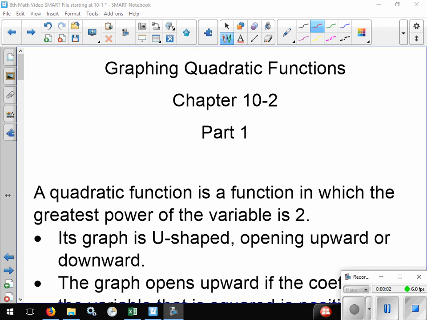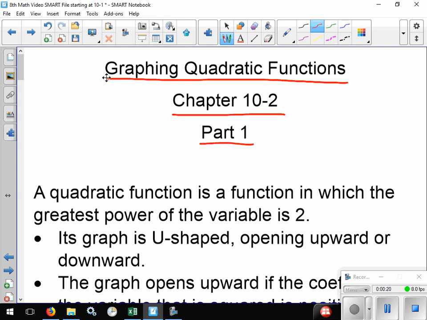Okay, in this video, we're looking at Chapter 10, Section 2, and we're talking about graphing quadratic functions. So you always have that same setting at the top, okay? And you write graphing a quadratic function, underlined in red, of course, Chapter 10, Section 2, and then Part 1. Because again, we're just going to have some more problems just to keep practicing. But first, we need to figure out what is a quadratic function.